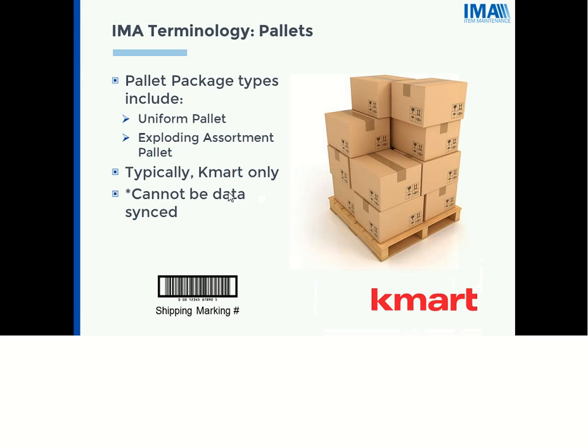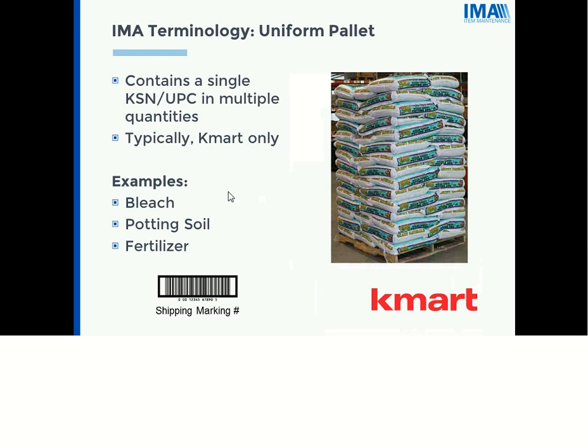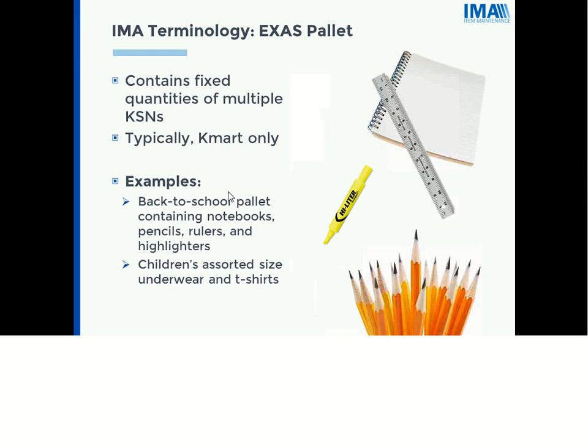Now, this doesn't mean if you have Sears items that you can't ship pallets. If you have Sears items and you need to ship a pallet, you would build it either as a uniform carton or an exploding assortment carton, and then you would just put it on a pallet before you ship it out. So an example of a uniform pallet would be bleach, potting soil, or fertilizer. An exploding assortment pallet could be back-to-school gear such as notebooks, pencils, rulers, highlighters, or children's assorted size underwear and t-shirts.